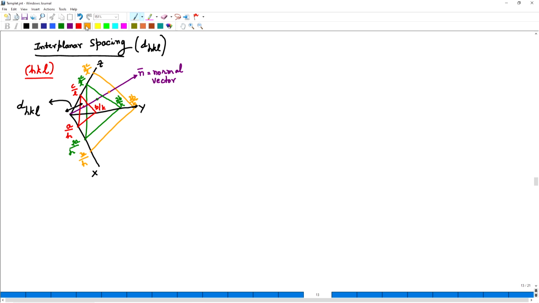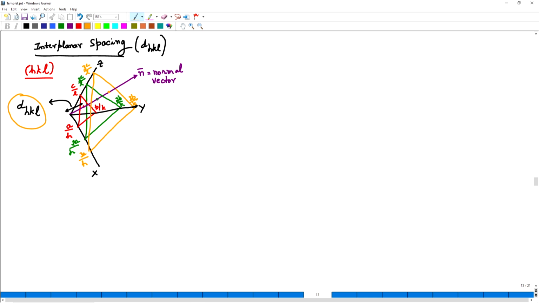the HKL planes. Now, here there is a normal vector that is drawn, which is perpendicular to all the three planes that I have drawn, but of course, there is an infinite set of such planes, and they are equally spaced, and that spacing is what is called the interplanar spacing, also referred to symbolically as DHKL. So, this is the interplanar spacing for a specific set of HKL planes.